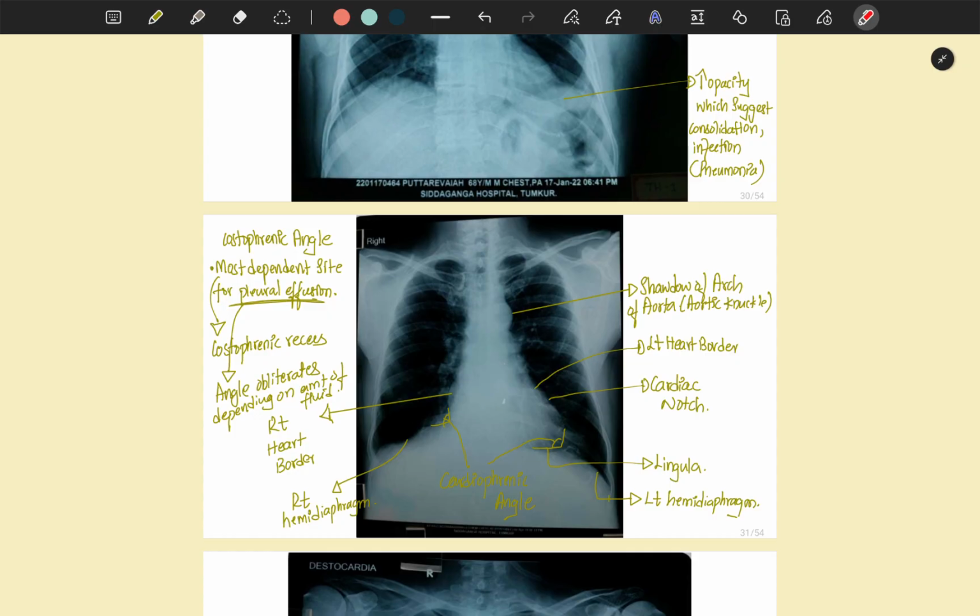And you can also see this cardiophrenic angle here. Here cardiac will come, and this is the cardiophrenic angle. This is the most dependent site, costophrenic angle or costophrenic recesses.